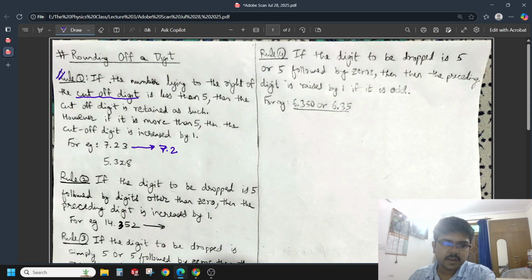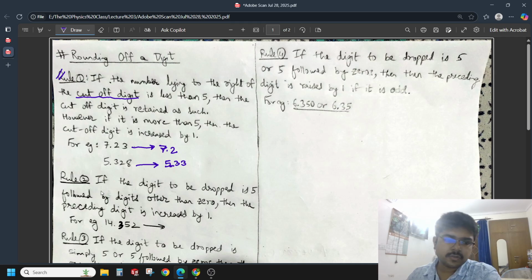Now in this figure, the cutoff digit is 2 and the digit to the right of 2 is 8, which is more than 5, so we will increase 2 by 1. So we have 5.3 as the rounded digit.